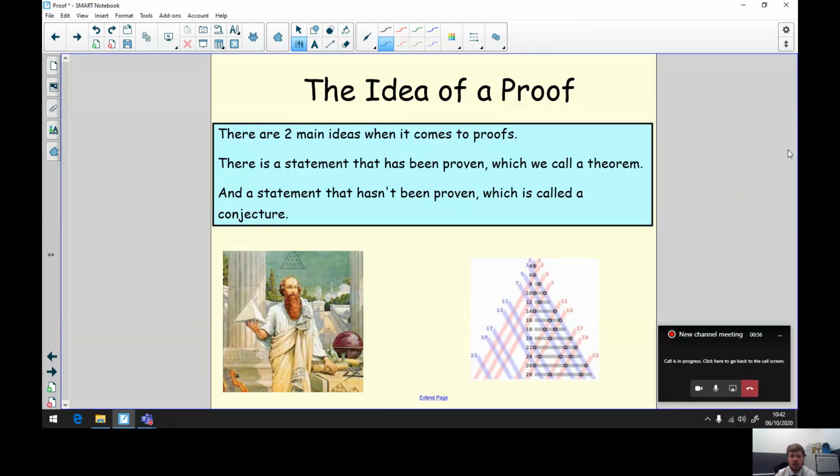Today's just going to be a little bit of proof. We covered it in lesson, so if you're in lesson, you don't need to worry about it. But the main idea, let me just share my screen, is that there are two types of proof.